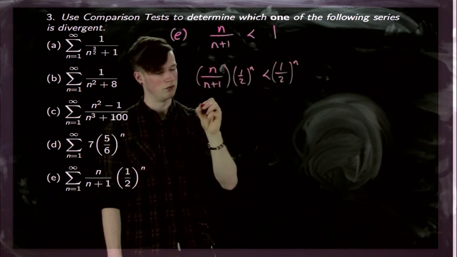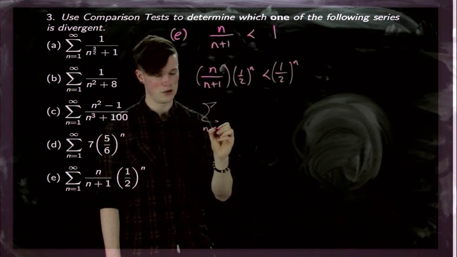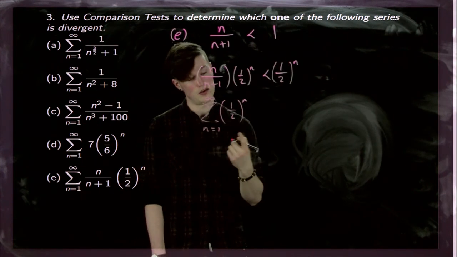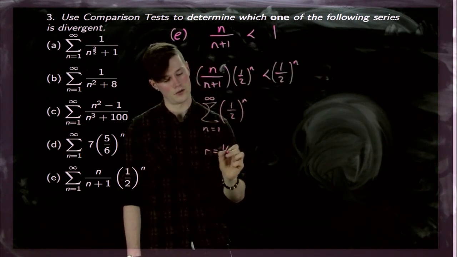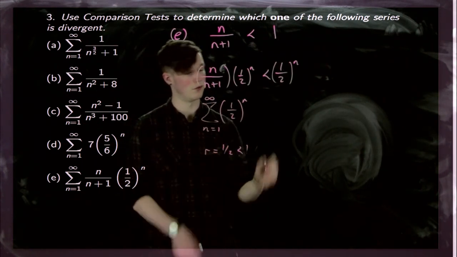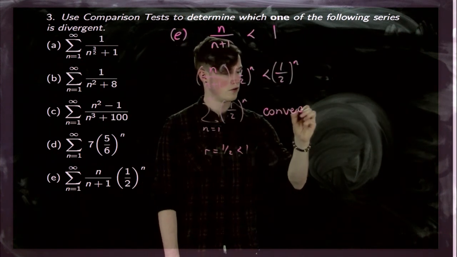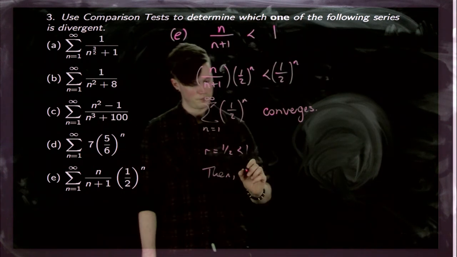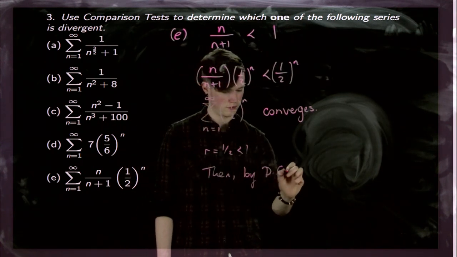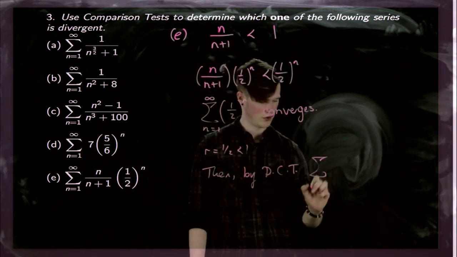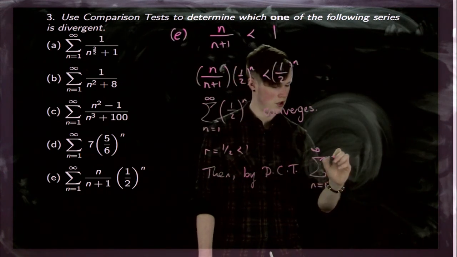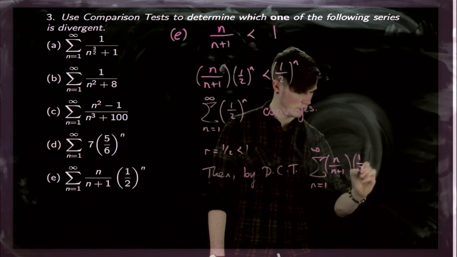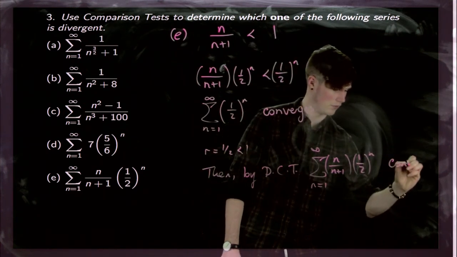Okay? So if I look at the sum from n equals 1 to infinity of (a half) to the n, this is a geometric series with r equal to a half, less than 1. So we know it converges. So then, by the direct comparison test, the sum from n equals 1 to infinity of n over (n plus 1) times (a half) to the n converges.